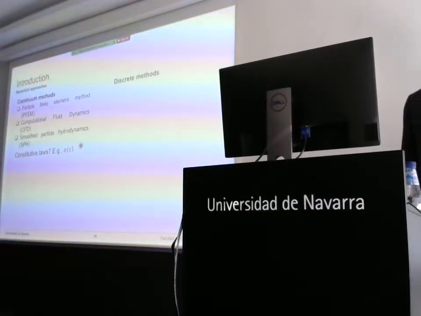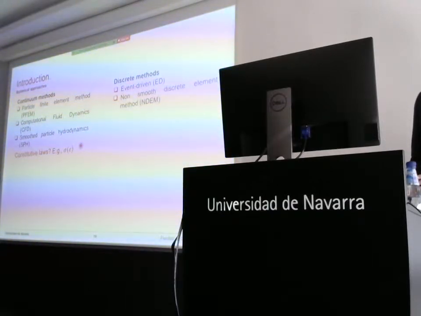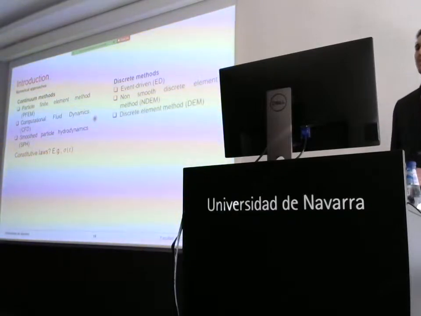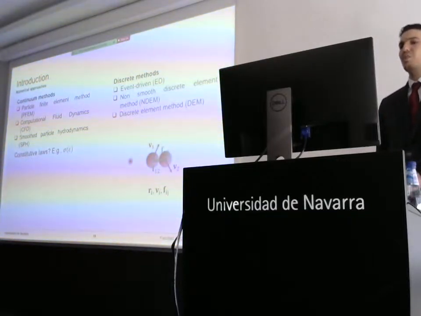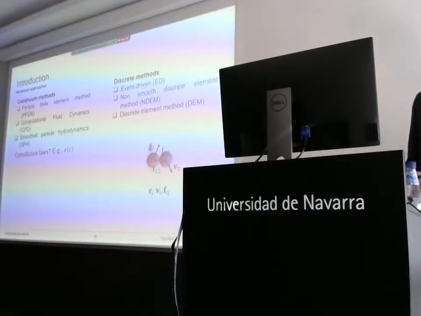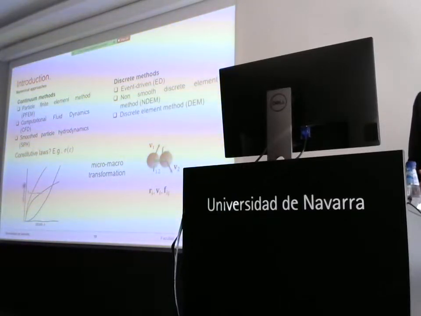For that, we can use the discrete methods, such as event-driven and non-smooth discrete element method, with which we can compute accurately the trajectory of the individual particles, and also we can find the forces between them. So what is the goal? The goal is to try to connect this microscopic detail with the macroscopic response of the material. So we need a macro transformation to obtain, for example, the dependency of the contact stress with the strain.